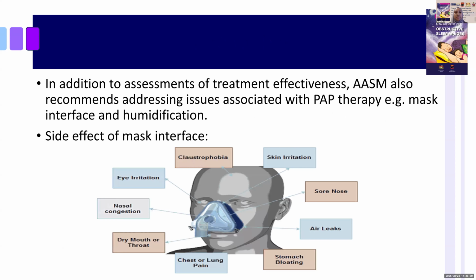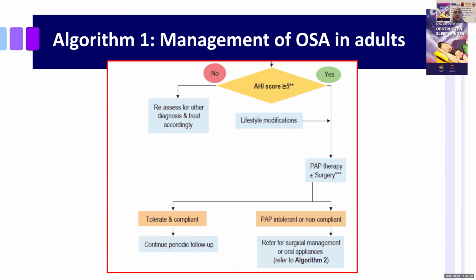In addition to assessments of treatment effectiveness, AASM also recommends addressing issues with PAP therapy other than leakage, which are eye irritation, claustrophobia, skin irritation, having a sore nose, stomach bloating, nasal congestion, dry mouth or throat, and also chest or lung infection. This algorithm of management of OSA patients in adults is in the CPG as depicted in algorithm 1.